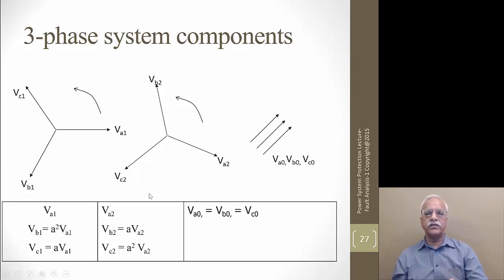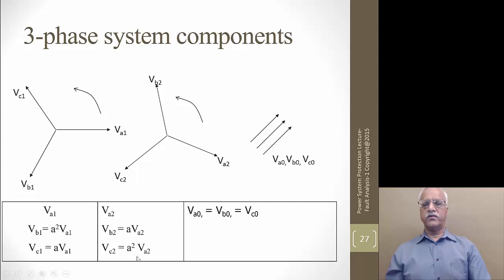Similarly, VA2 is a reference here in the second set of vectors. VB2 is A times VA2. Here you are rotating in a counterclockwise direction by A. A is an operator which rotates any vector in counterclockwise direction by 120 degrees. That is what is important for you. Similarly, VB2 is A VA2, VC2 is A square VA2, whereas VA0, VB0, VC0 are equal.